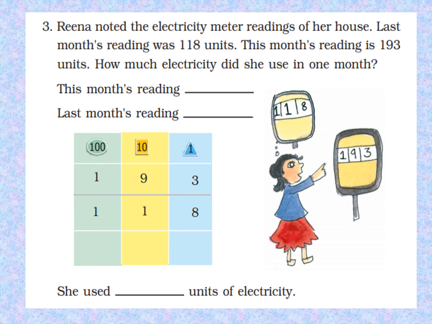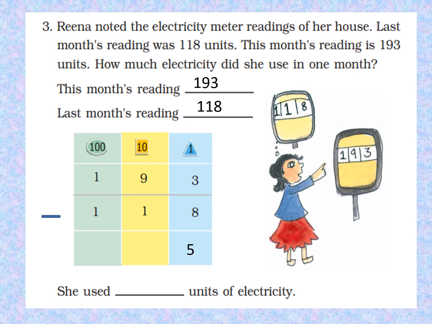So this month's reading from the meter is 193 units and last month's reading was 118 units. So we will perform the operation minus and we will start at the ones place. So we have 3 ones and we need to subtract 8 ones. We will borrow 1 from the tens place. Now we have 13 ones and we will subtract 8 ones. So we will get 5 ones.